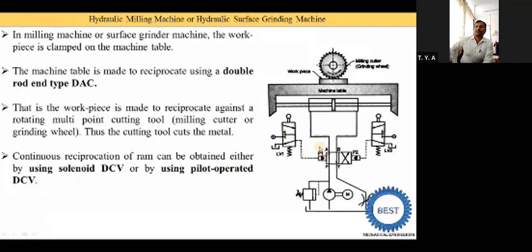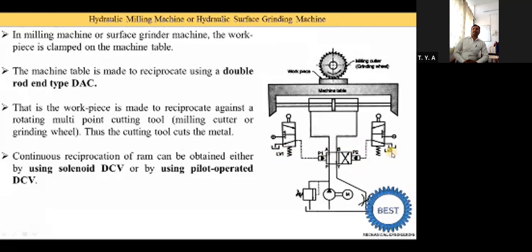Now here you see that the directional control valve is pilot operated. That's why P1 and P2 are written. In shaper machines we use limit switches, that is, solenoid operated. If the directional control valve is solenoid operated, then we write S1 and S2 here. In this diagram, P1 and P2 are written. That means we use a pilot operated DCV, and for a pilot operated DCV we require limit valves. So here you see LV1 means limit valve 1, and LV2 is limit valve 2.